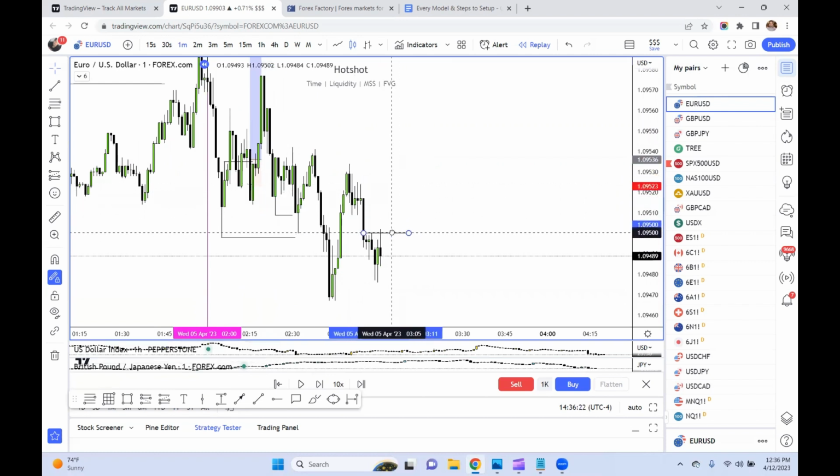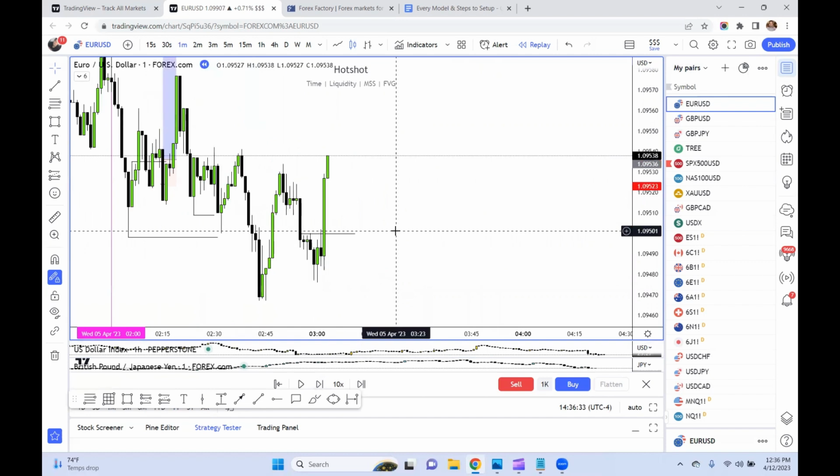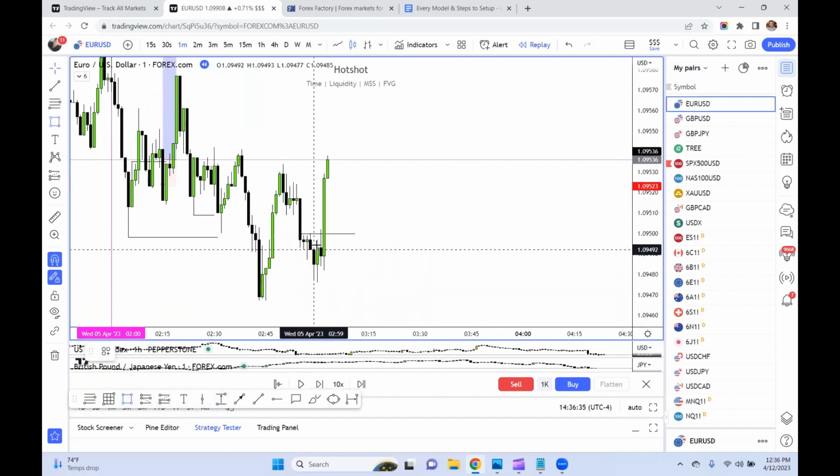But you see here, there's a market structure shift point. And then it shifted, but it's not displacing. It's not doing any of that. That's a displacement candle. And that's the fair value gap right here. Boom.